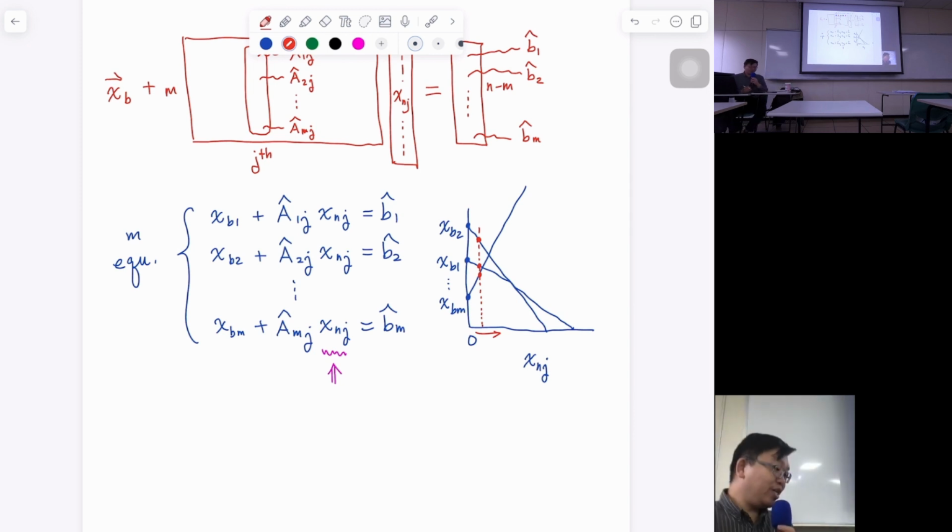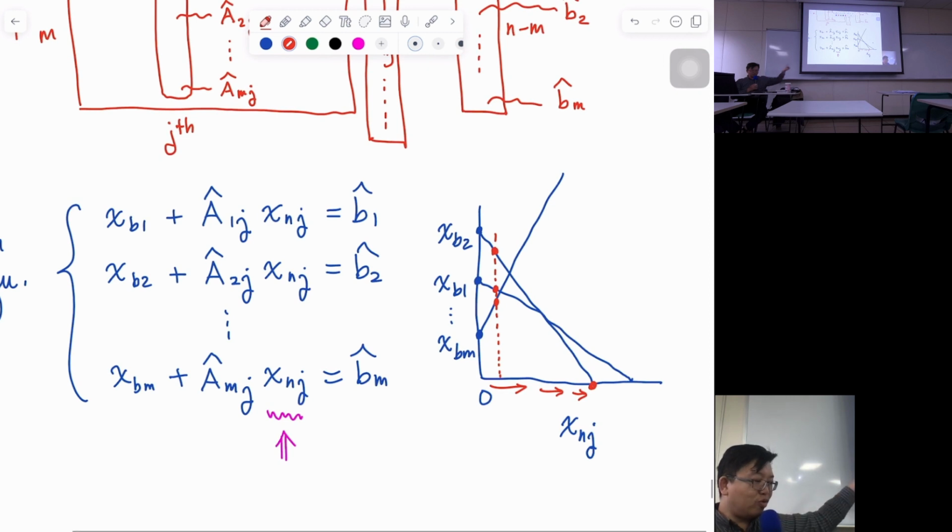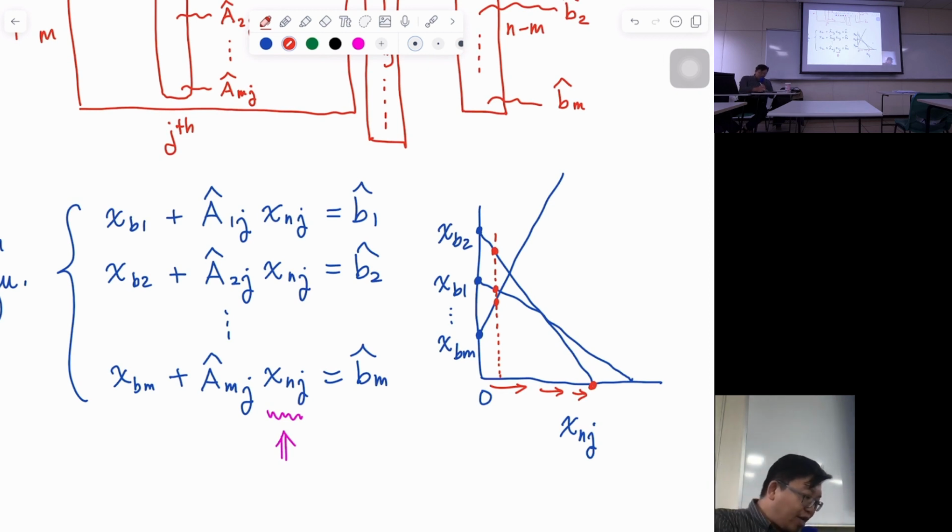So how much can we increase xN j? We will be increasing this until we reach this point. So when xN j was increased up to that red circle, then you realize this particular variable will drop to 0.